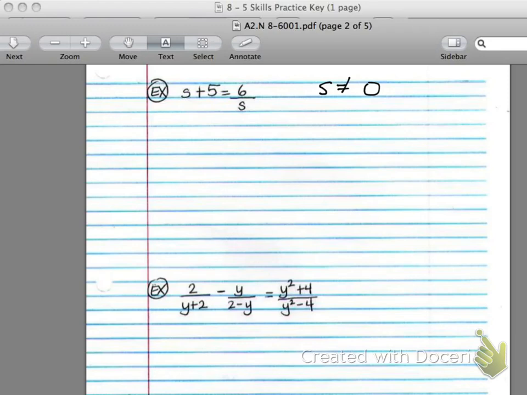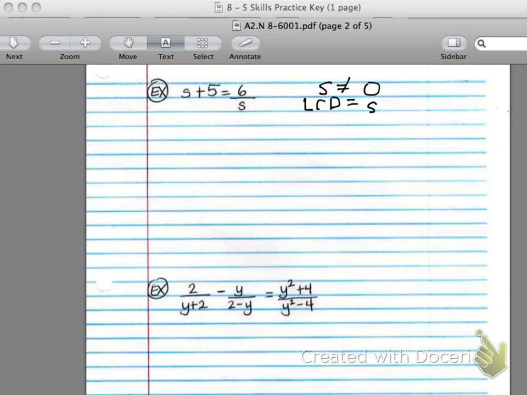Any questions on that? Okay, if that's 0, it becomes undefined. Next thing I want to do is find out what my LCD is. Well, that's pretty simple. What's my lowest common denominator? I only got 1, right? So it's got to be s. Okay, what was our next step? Yeah, multiply both sides by the common denominator.